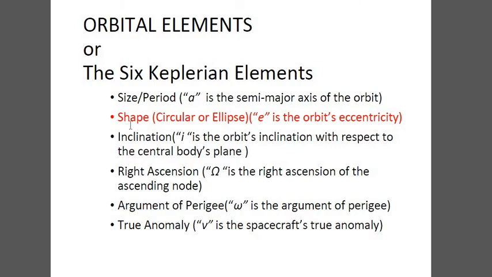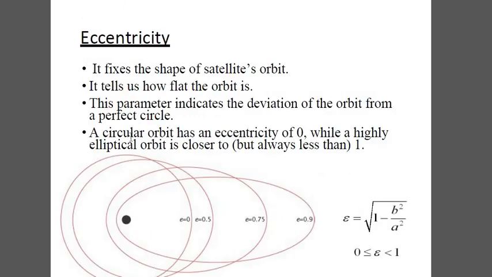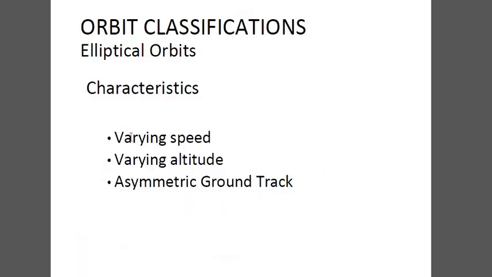Then second comes the shape, the circular shape of that particular orbit. Shape is the second one, which gives you e, the orbit's eccentricity. Why are we going for elliptical orbits, or what are the characteristics of the elliptical orbit? Varying speed, varying altitude and asymmetric ground track. We can easily get the ground track, so that's the reason we are moving with these elliptical orbits.